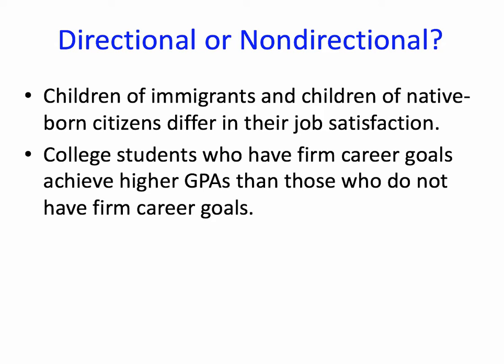And the same goes for college students who have firm career goals achieve higher GPA than those who do not have firm career goals. So the first one would be non-directional because there is no direction, and then the second one would be directional. So what concepts do we have here? The 2 major concepts that we have are firm career goals and GPA. So basically people who have identified particular career goals are more likely to have better GPAs.